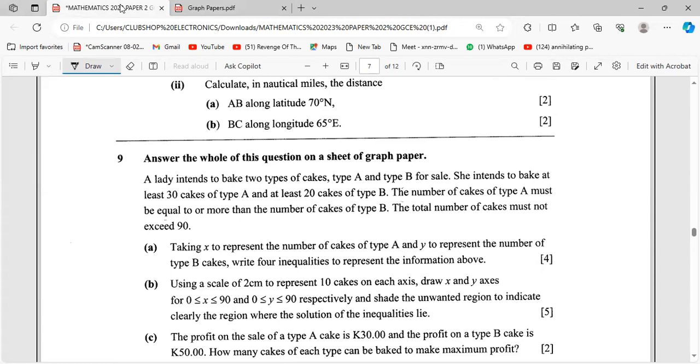They say a lady intends to bake two types of cakes, type A and type B, for sale. She intends to bake at least 30 cakes of type A and at least 20 cakes of type B. The number of cakes of type A must be equal to or more than the number of cakes of type B. The total number of cakes must not exceed 90.